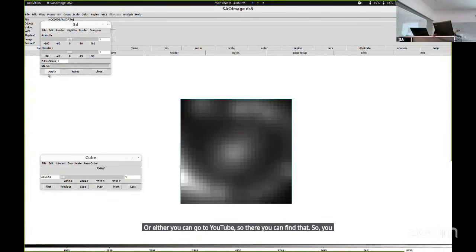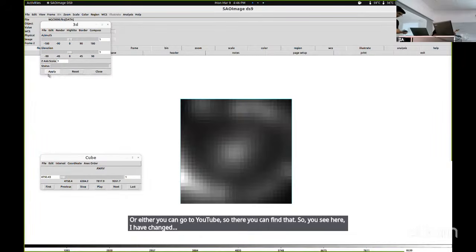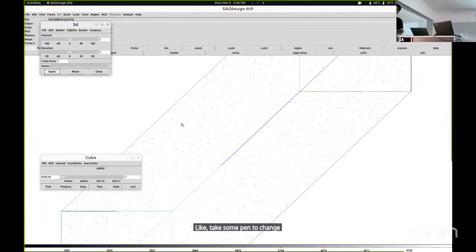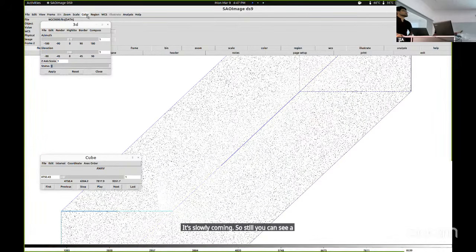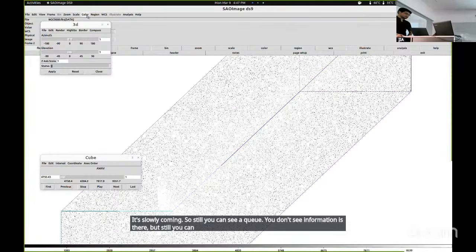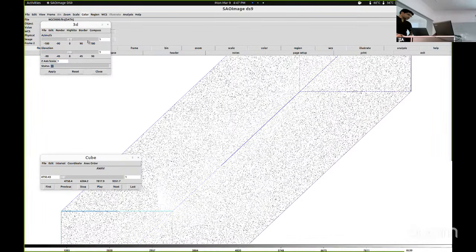You see here, I have changed azimuth and elevation to 1, 1 and applied. It takes some time to change. Now you can see a 3D cube, right? It's slowly coming. You don't see the information inside, but still you can see the cube. I'm changing the color and scaling it. It takes some time, so let's see.